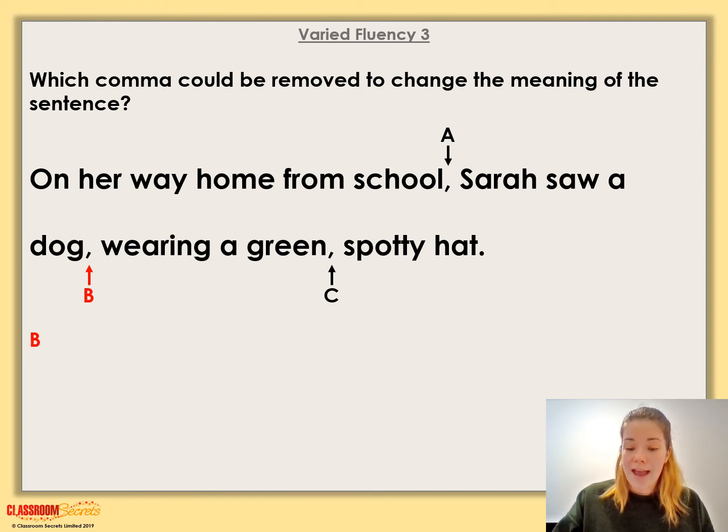So that comma there is used to avoid ambiguity and to clarify meaning. So remember, with the comma, it's Sarah who's wearing the green spotty hat. Without the comma, it's the dog.